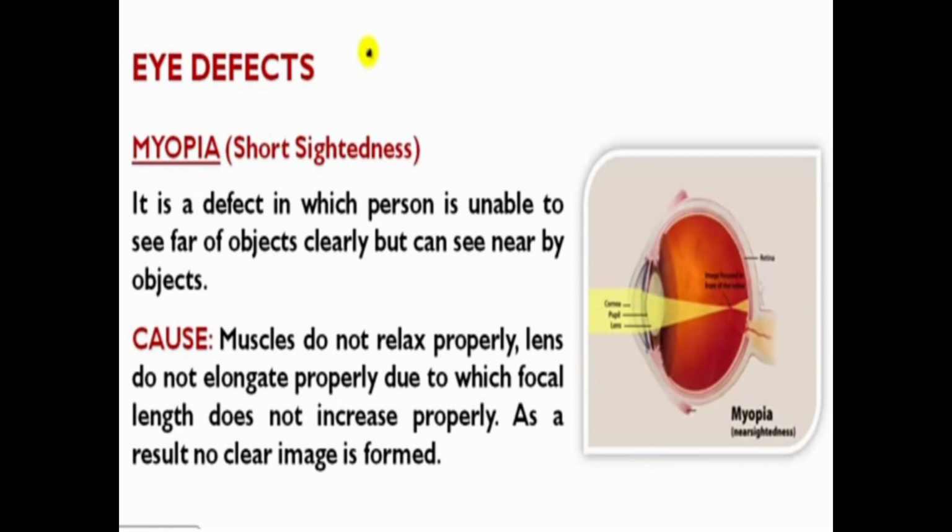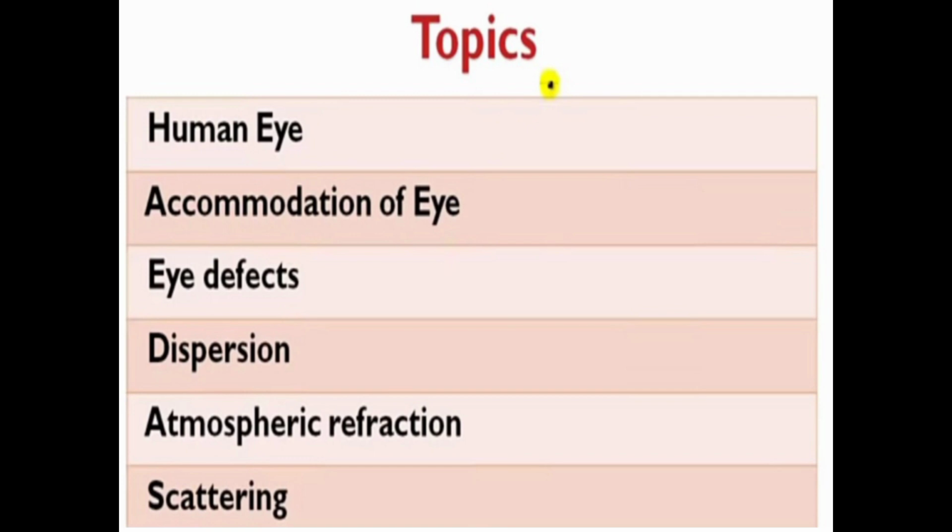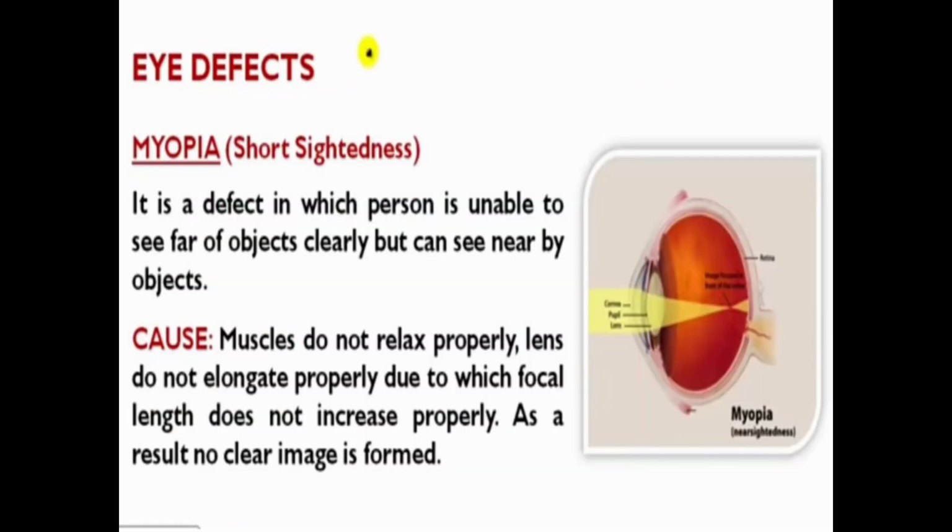As we studied in the previous session, we studied the human eye, its components and parts, the internal structure of the human eye, and the accommodation of the eye, that is, what is necessary for seeing far off objects and nearby objects. Now let's study the eye defects.